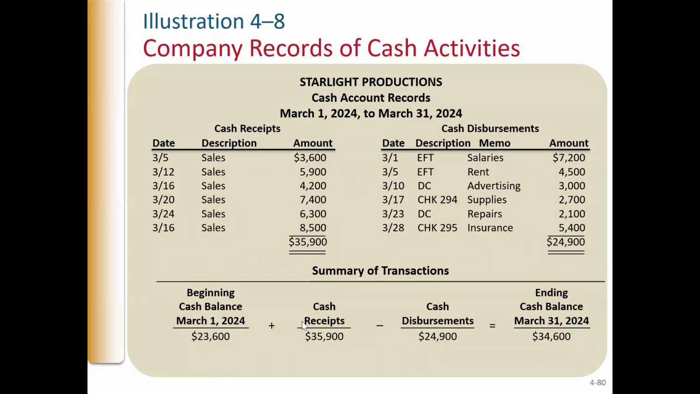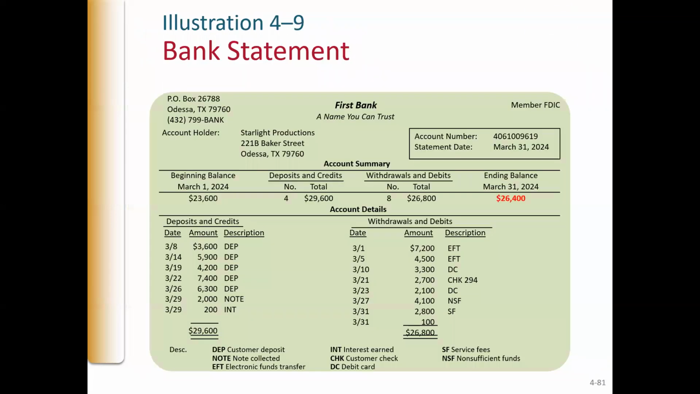So here we see a list of cash accounts. We see for the company cash receipts and cash disbursements. We see the balance on March 1st, 2024 started at $23,600. We add the receipts, we subtract the disbursements, and we get an ending balance. These are the company's records. Here is the bank statement. The bank statement also starts with a beginning balance and an ending balance and shows the deposits and the withdrawals, and of course, the ending balance.